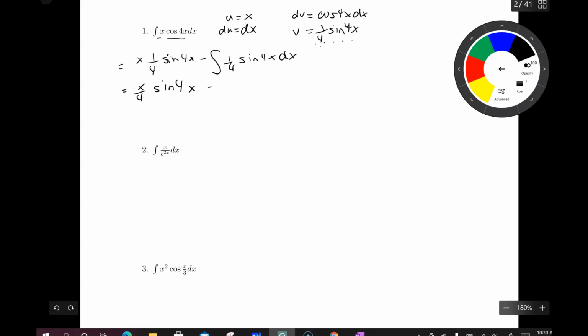So many times just rewriting it helps you see, is this something I know I should be able to take the antiderivative of? So you have to have wisdom of, can I do this or not? Can I take the antiderivative of this? I can. It's a 1/4 out in front, so carry this along. Carry this 1/4, and let me just write that. Taking the antiderivative of sine of 4x is going to be a negative 1/4 cosine of 4x plus a c.